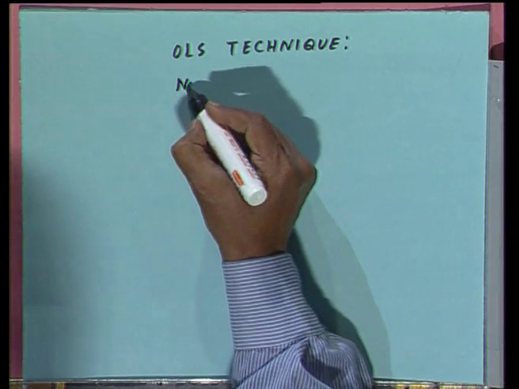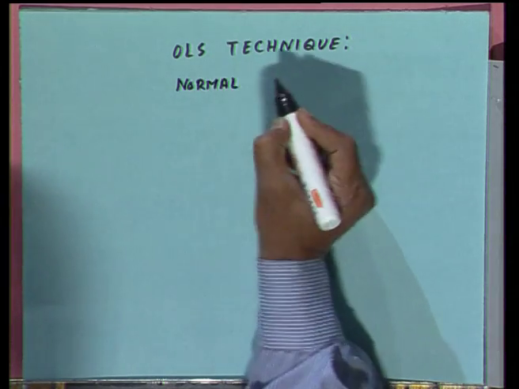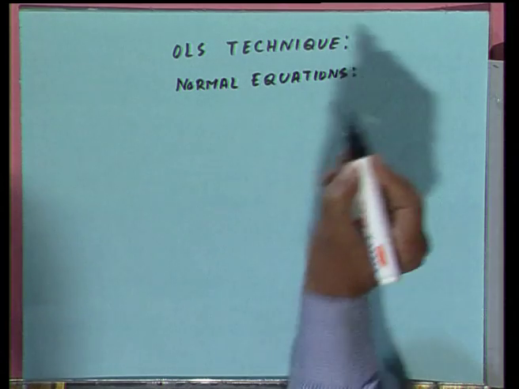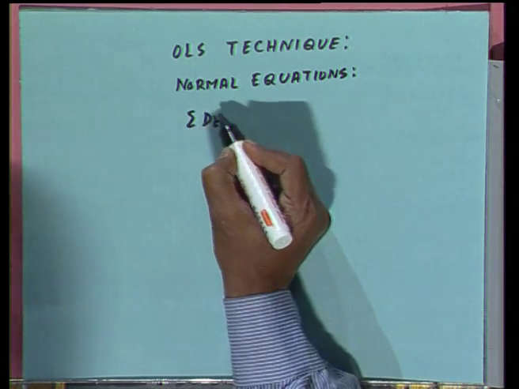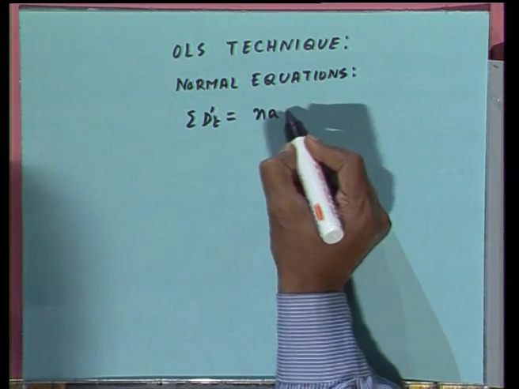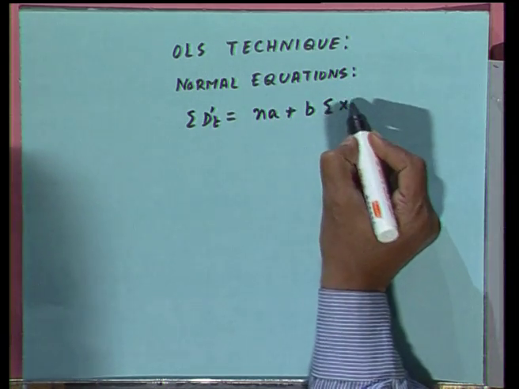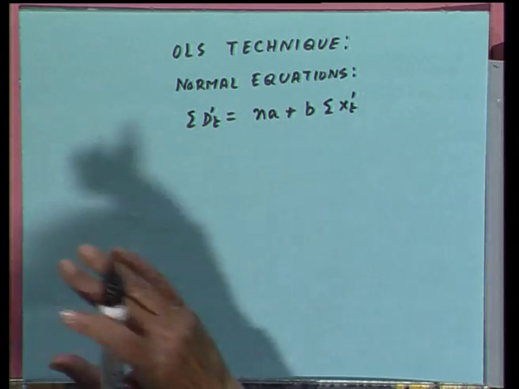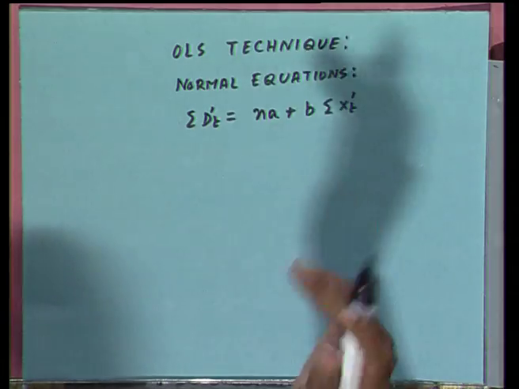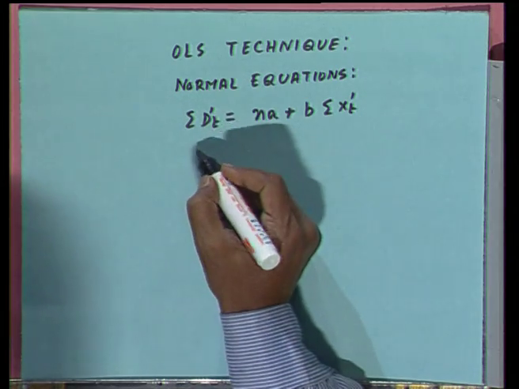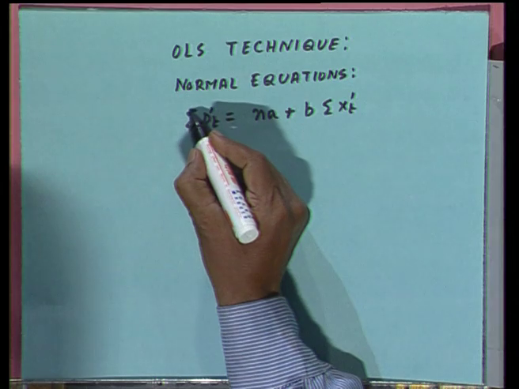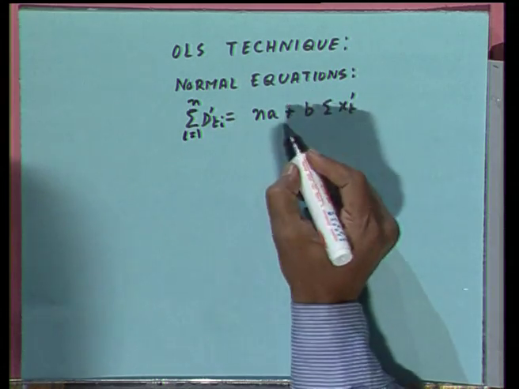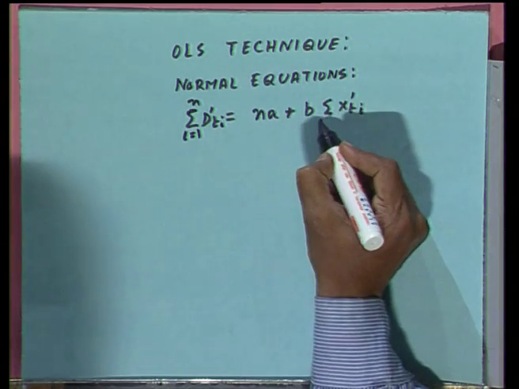The normal equations are: the first one is again sigma DT prime is equal to n a plus b sigma XT prime. Mind you, prime is very important because we have to distinguish between the DT earlier in the consumer product and the DT here. Same thing with XT earlier and XT here. This is the industrial product, that is what we are doing now. The sigma runs from 1 to n, and this sigma also runs from 1 to n.